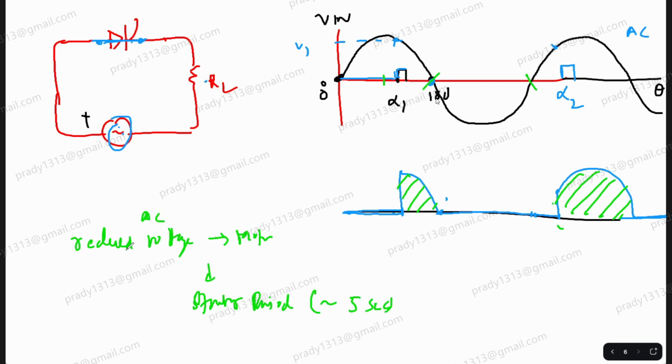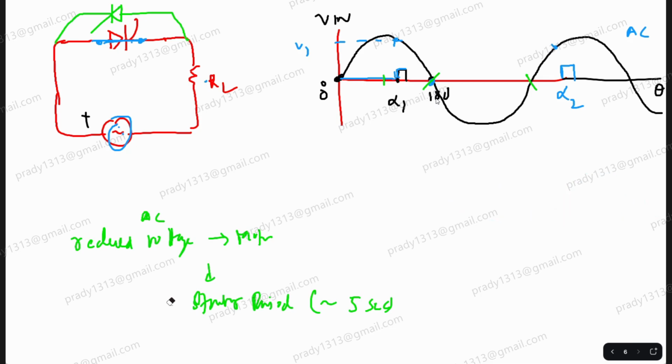So I want to give reduced AC voltage to the motor. Here the SCR can only give DC voltage. So how to make an SCR give AC voltage? Very easy. Put an SCR like this. This will conduct in the positive half, this will conduct in the negative half. So you will have conduction going on in both halves of the cycle, and you will get AC voltage. And since by controlling the firing angle we can control the output voltage, we can control the AC voltage also. So let's see how we are doing it.